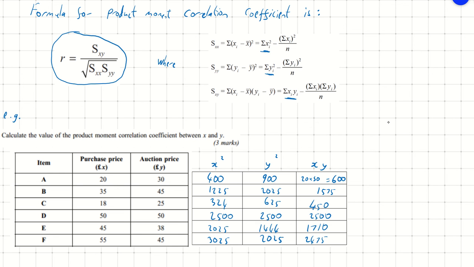Now we also need, for all 5 of our columns, we need to work out the sum of the column. So the sum of the x's. If I add all of those x's together, I get 223. If I add all the y's together, I get 233. If I sum my x squared, so add 400 plus 1225 plus 324 and so on, I get 9499. If I do the same for my y squared, I get 9519. And finally, for my xy's, I get 9310.